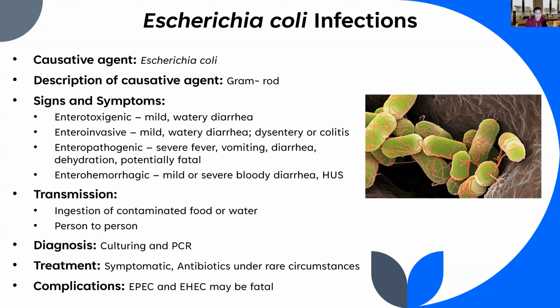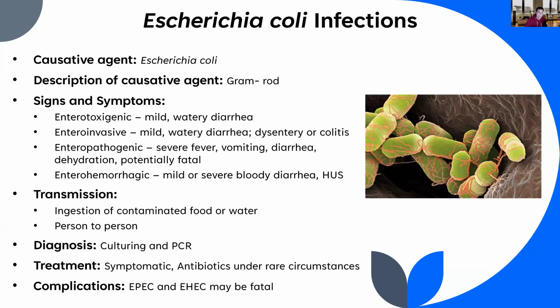So for example, if it's enterotoxigenic E. coli, typically you experience mild watery diarrhea. If it's entero-invasive E. coli, mild watery diarrhea, but it may escalate into dysentery or full-blown colitis. Enteropathogenic E. coli results in a severe fever, vomiting, diarrhea, dehydration, and can be potentially fatal. And then there's enterohemorrhagic E. coli, mild or severe bloody diarrhea, and there's the risk of hemolytic uremic syndrome again.